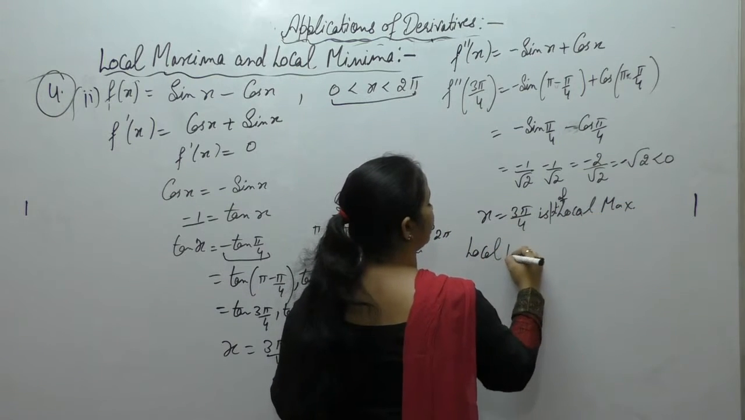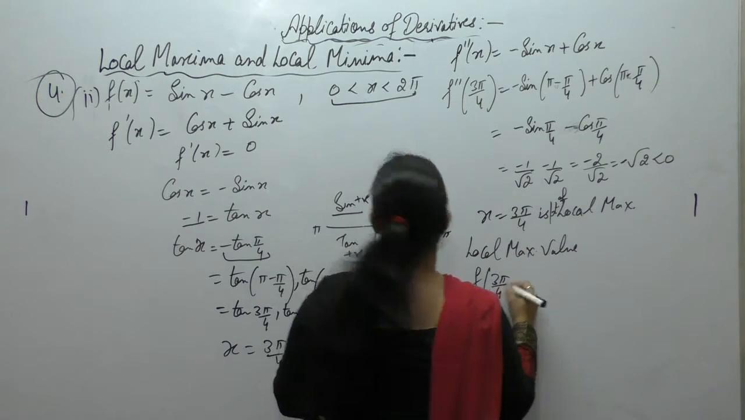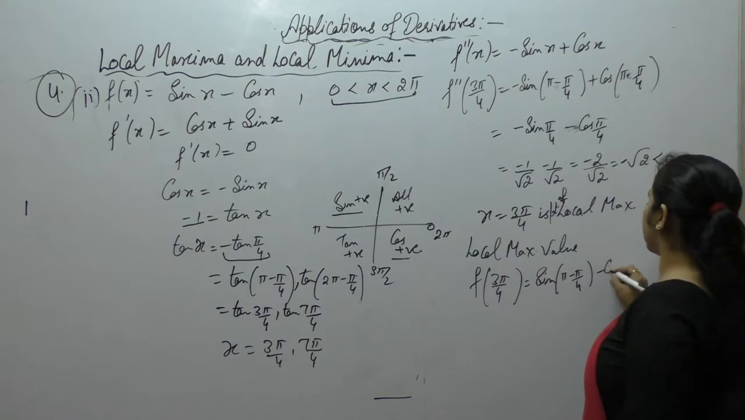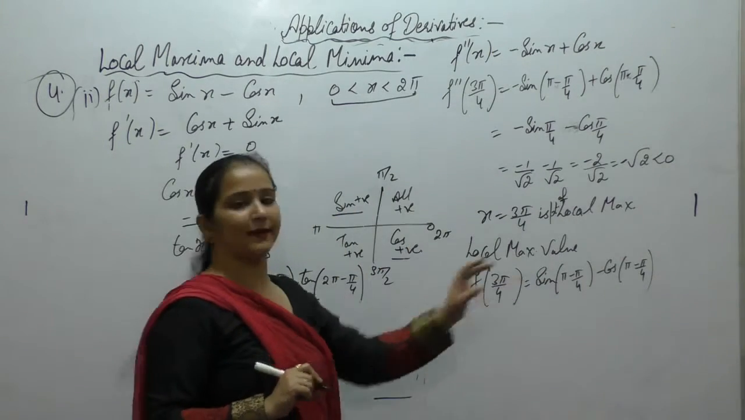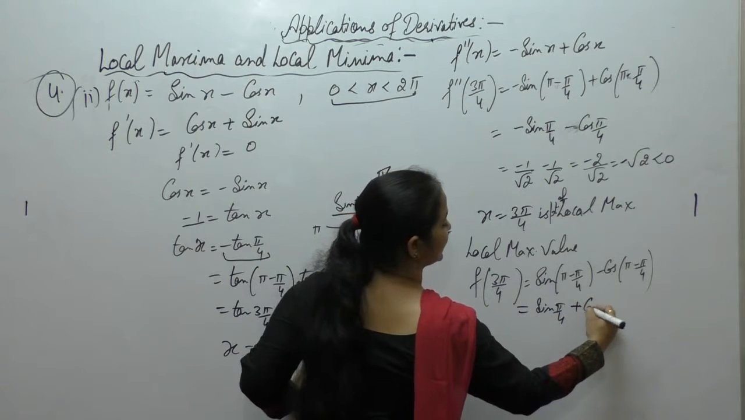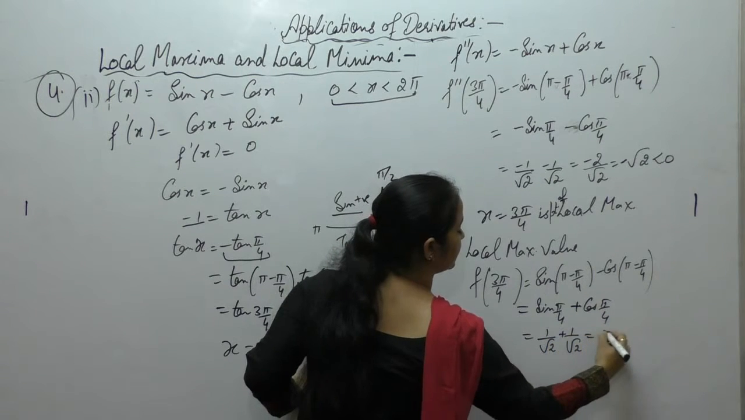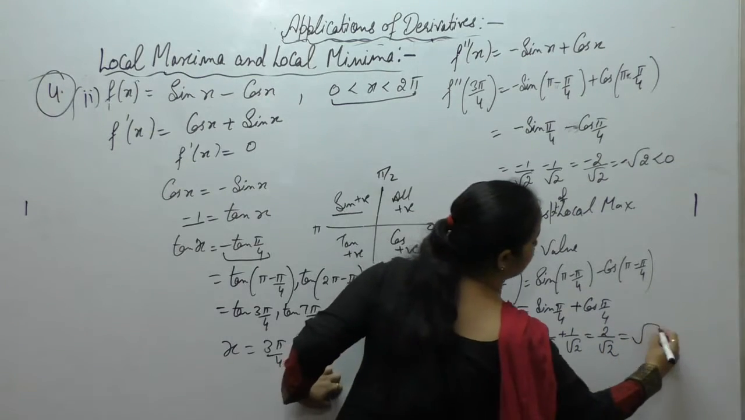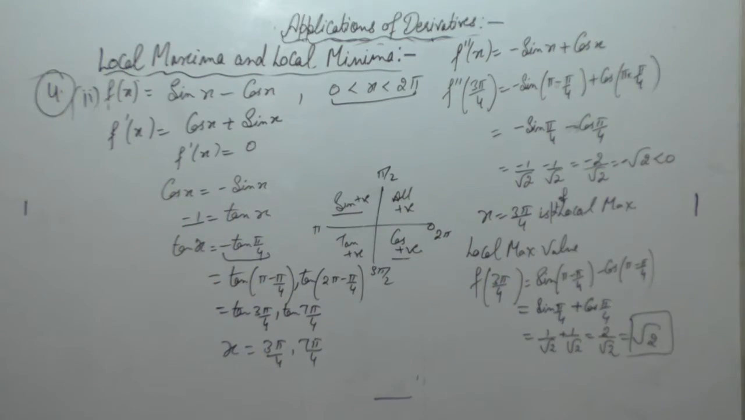So x equal to 3 pi by 4 is the point of local maxima. Now the local maximum value: f of 3 pi by 4 is sin 3 pi by 4 minus cos 3 pi by 4. We can write 3 pi by 4 as pi minus pi by 4. Sin of pi minus theta is positive, cos of pi minus theta is minus cos theta. So sin pi by 4 and cos pi by 4 have value 1 upon root 2. So we get root 2. Is it clear up to here?